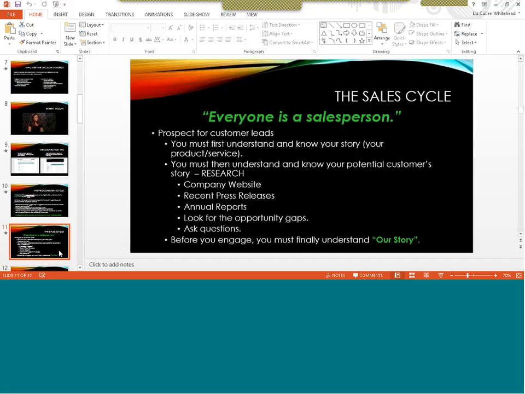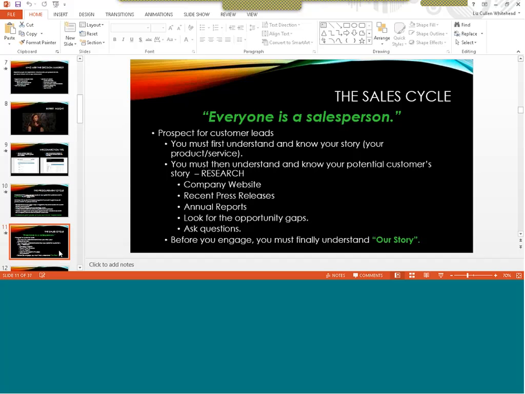Then you have to understand and know your potential customer's story, and this is where research comes in handy. One, the kind of research I talked about through the WEConnect network, but then also just the company website, recent press releases, annual reports. You want to look for the opportunity gaps, so look where they might have a problem that you can solve, and ask questions.